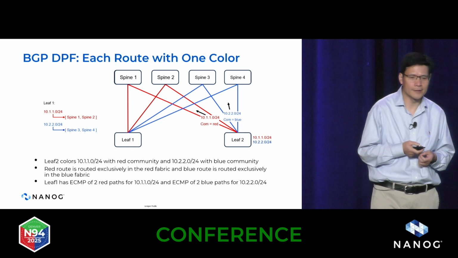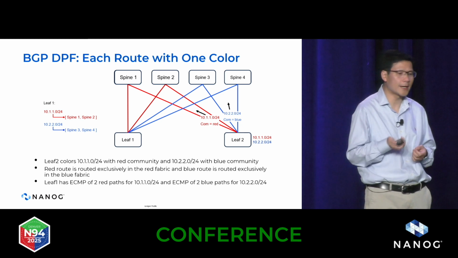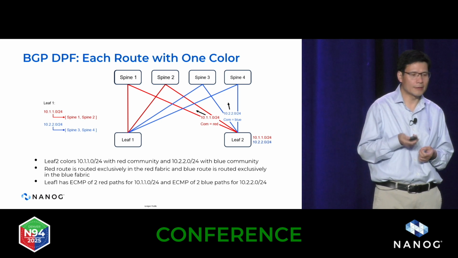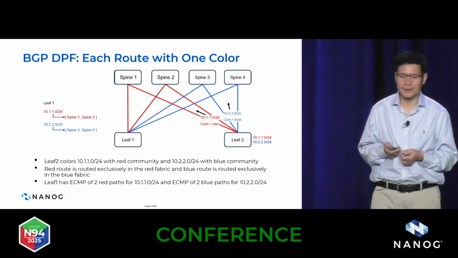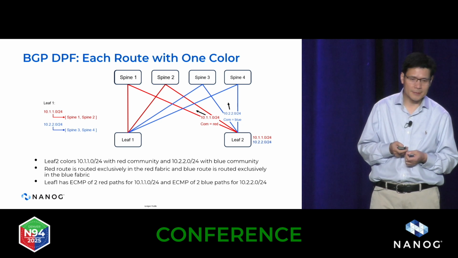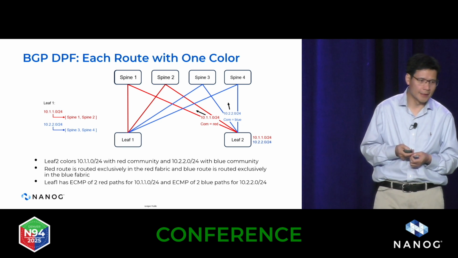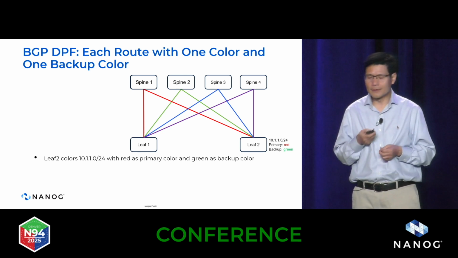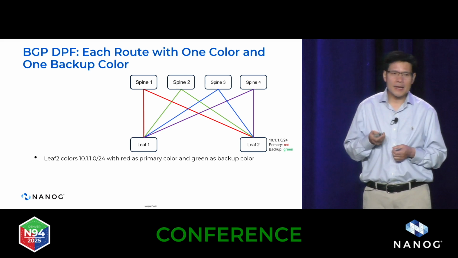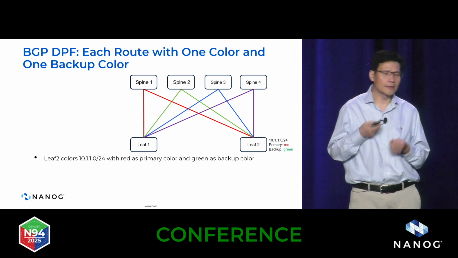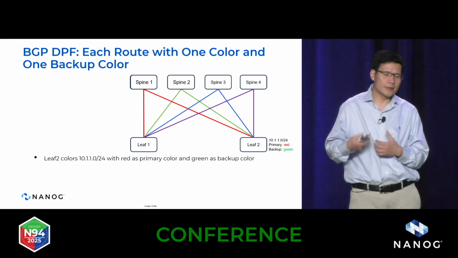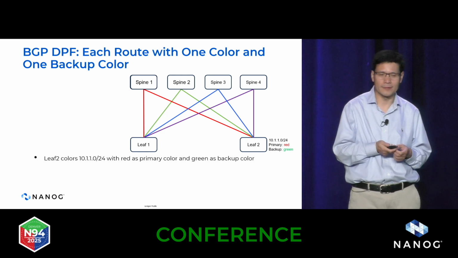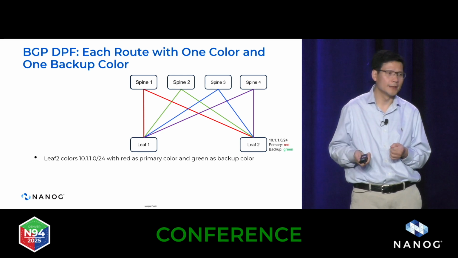Where on NIF1, we will see the red route will have two paths, both belonging to the red fabric, and the blue route will have two paths, both belonging to the blue fabric. So this is the simplest way people would make use of the DPF. The second way to color the route is sometimes people may want the route to use one fabric, but they don't want the route to totally fail when that fabric fails. They want a backup fabric to fall back to.